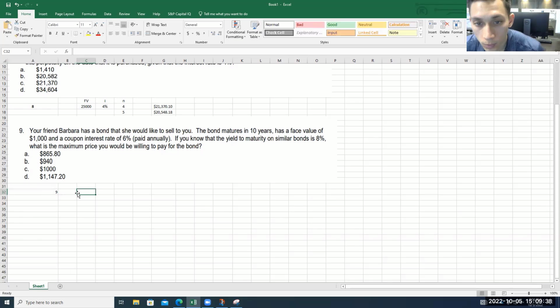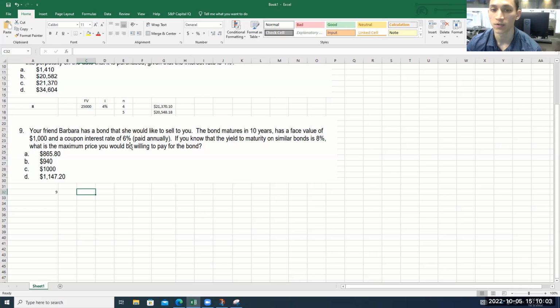Number 9, your friend Barbara has a bond that she would like to sell to you. The bond matures in 10 years, has a face value of $1,000 and a coupon interest rate of 6%. If you know that the yield to maturity on similar bonds is 8%, what is the maximum price you would be willing to pay for the bond? So here's this problem. Barbara is selling us a bond.